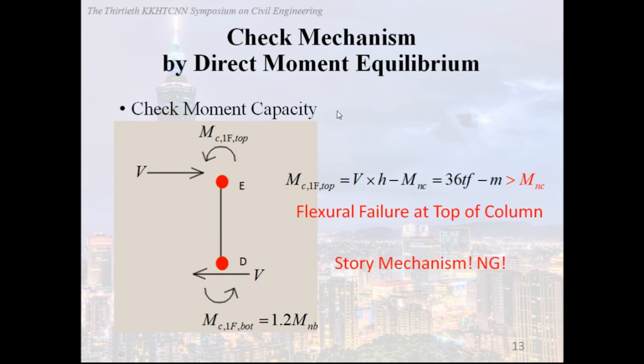Check moment capacity. We found that the MC of the first floor at the top is larger than MNC, so it occurs flexural failure at top of column. So the failure mode is a story mechanism, not good. Therefore, we verify that the column of first floor occurred story mechanism before the beam mechanism took place.